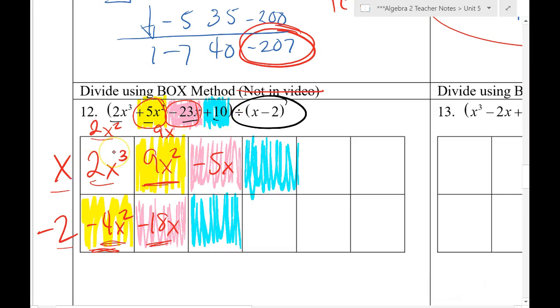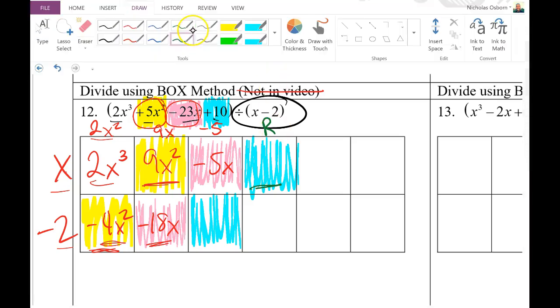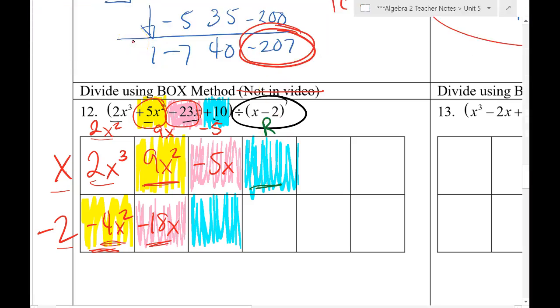And then, again, repeat the process. What times x equals negative 5x? Well, negative 5. And remember, once you get a constant on the top, that means my next number down here will be my remainder. So write an r there. Once I get a constant over here, a number that has no letter or no variable, write an r, because I know that last number will be my remainder.